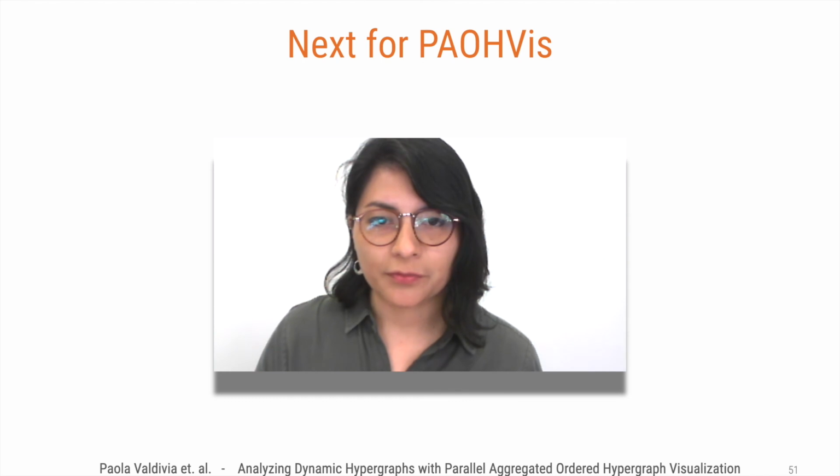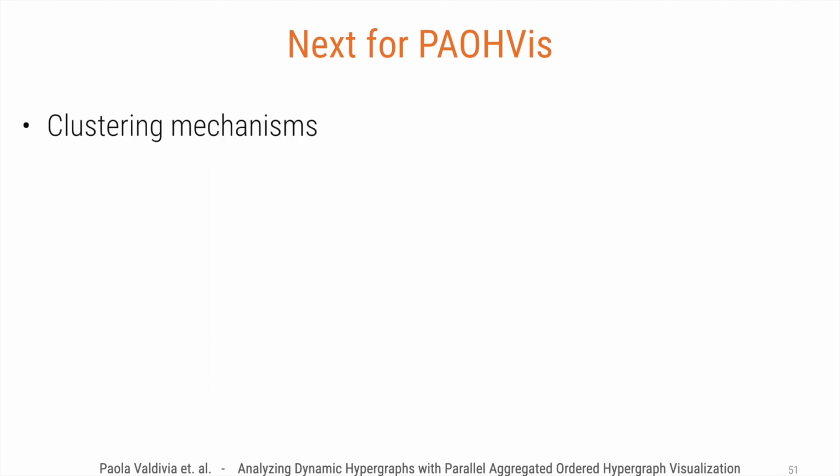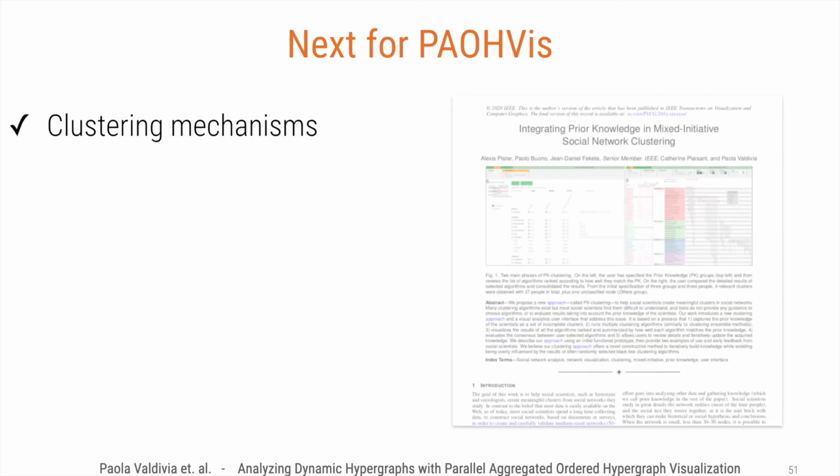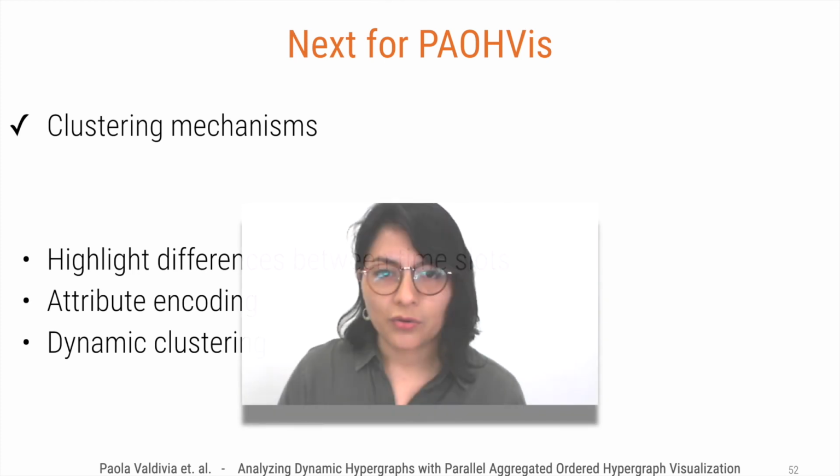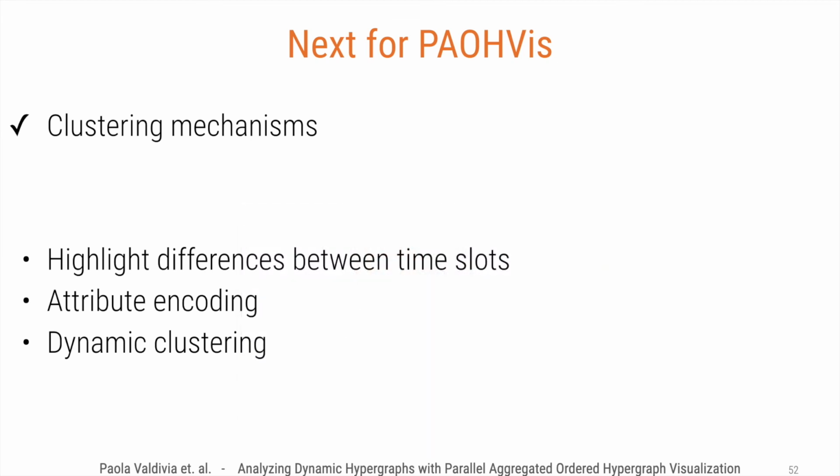So what's next for PAOHVis? Clustering is important to our users. That's why we developed an approach for clustering that is presented in a VAS session. We will continue to develop PAOHVis and add features that are useful for our collaborators, mostly social scientists. Next steps include, for example, highlighting differences between time slots, visually encode node and hyperedge attributes, and dynamic clustering.